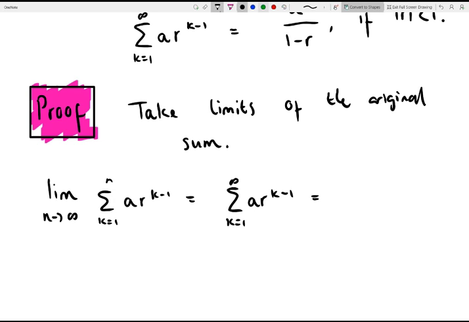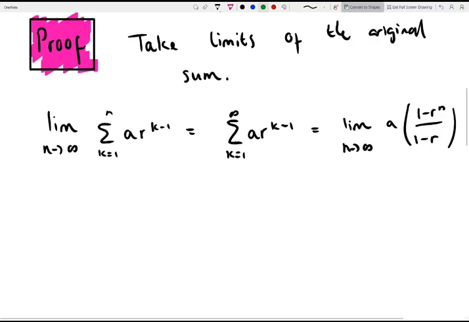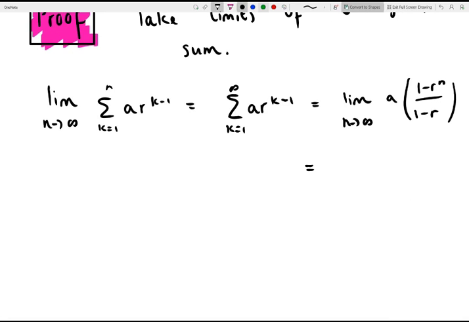This will then equal the limit as n tends to infinity of a times in brackets 1 minus r to the n all over 1 minus r. Okay, and then we can pull the limit inside the bracket. So we have 1 minus the limit as n tends to infinity of r to the n over 1 minus r.